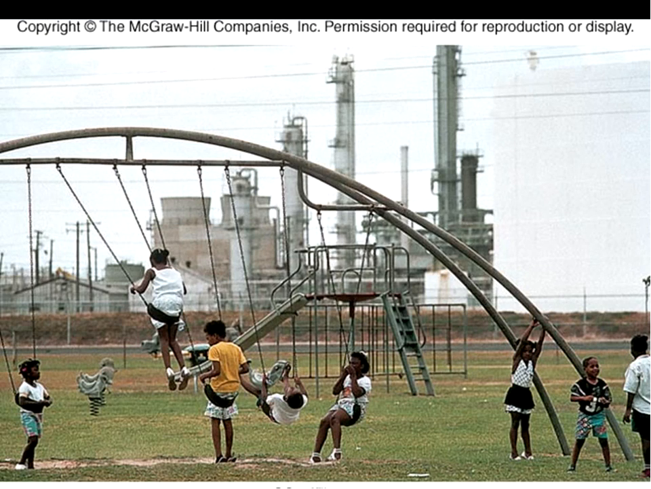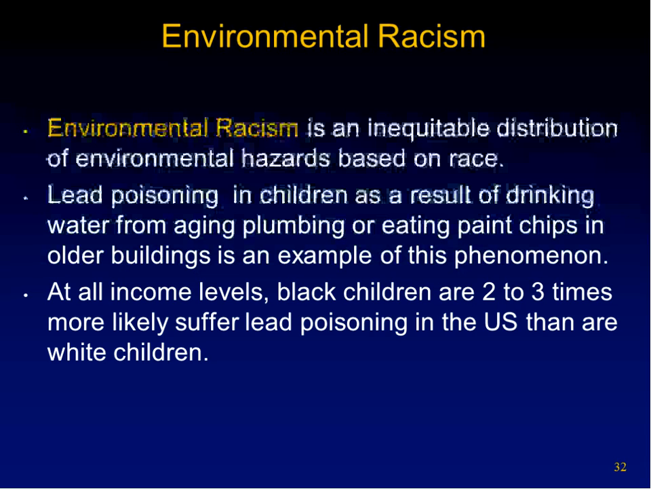So this is a picture depicting a typical problem with environmental justice. Another aspect of the environment is environmental racism. Racial prejudice is the belief that people are inferior merely because of their race. Racism is prejudice with power. Environmental racism is inequitable distribution of environmental hazards based on race.